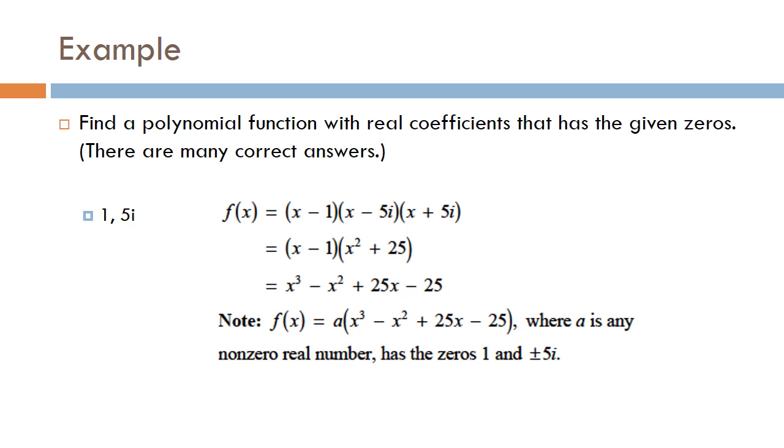Then what we did was we multiplied the conjugate pairs together. X minus 5i times x plus 5i gives us x squared plus 25, and then finally multiply it out to get the answer you see there. A side note is that we can multiply this entire equation through by a constant and have an answer that will also be correct.